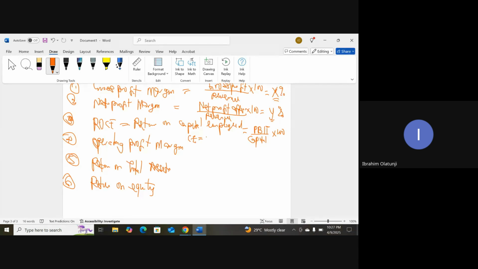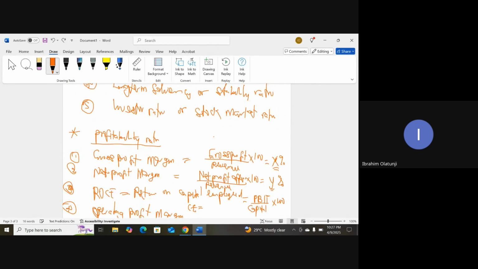So that's what I'm saying, that if the examiner is not telling you what they want for the calculation of capital employed, then you can calculate the capital employed by the capital, equity.